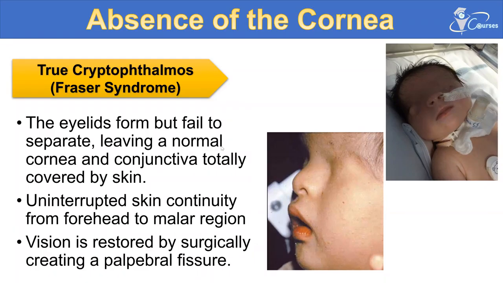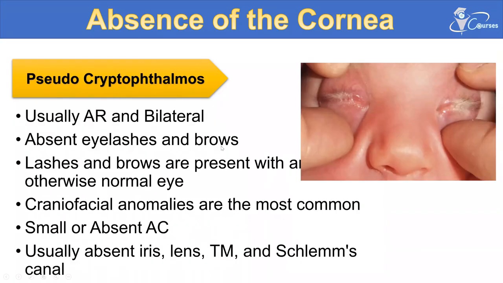On the other hand, patients with pseudocryptophthalmos, this is usually an autosomal recessive disorder and a bilateral condition. The lashes and the eyebrows are present, you can see here. Ignore the absent eyelashes. The eyelashes and the eyebrows are present, but they are stuck together. There is failure of separation of the eyelids, but they are already present. That's why it's called pseudocryptophthalmos.